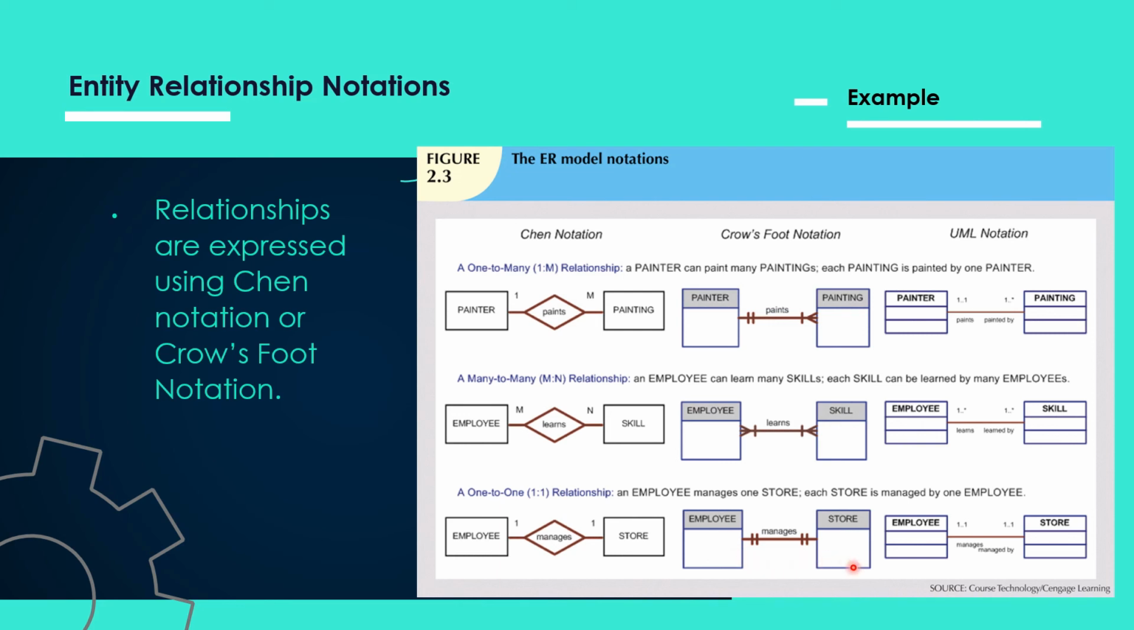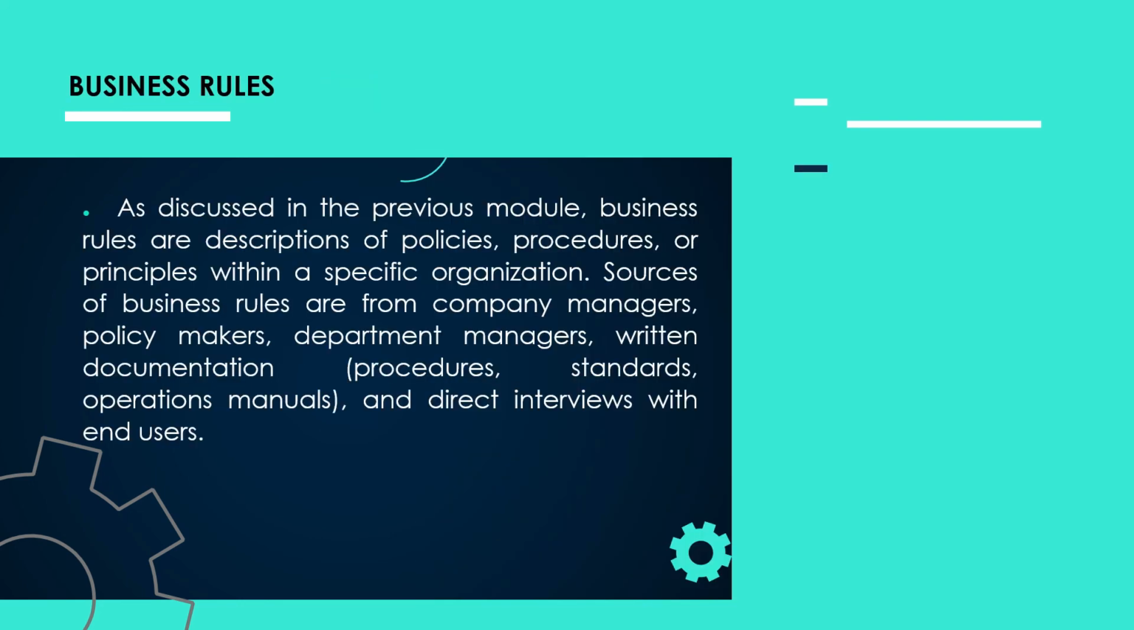You can use either of the two notations. We cannot use both notations in one ERD. If you use chain notation, you just apply chain notation to all of your ERD. However, if you use Crow's Foot notation, you must use Crow's Foot in all your ERD. As discussed in the previous module, business rules are descriptions of policies, procedures, or principles within a specific organization. Sources of business rules are company managers, policymakers, department managers, written documentation like procedures, standards, and operational manuals, and direct interviews with end users. This is how you can get business rules to apply in your database.